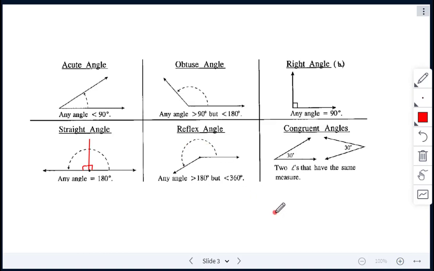Next, we are looking at congruent angles. These are any two angles that have the same measurement. Congruent means an equal measurement. So here we have a 30-degree angle and a 30-degree angle, so those are two congruent angles.